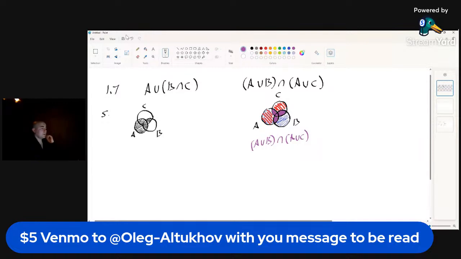All right. So I think that's the answer. Okay. Based on your drawings, do you think A union (B intersection C) is equal to (A union B) intersection (A union C)? No. I would say they're not equal.